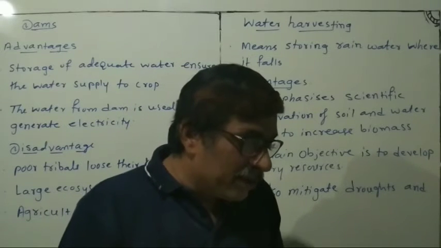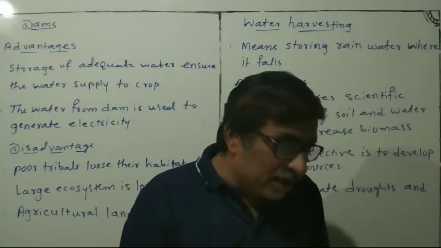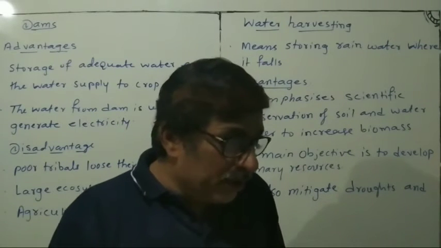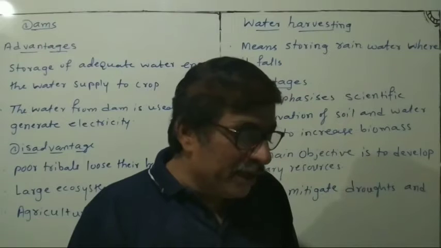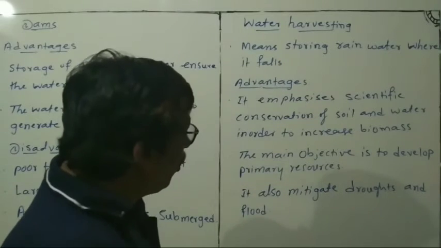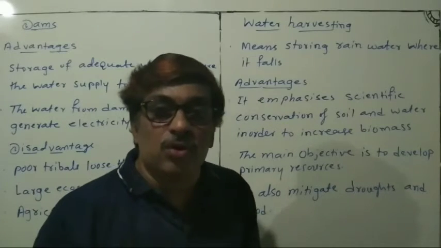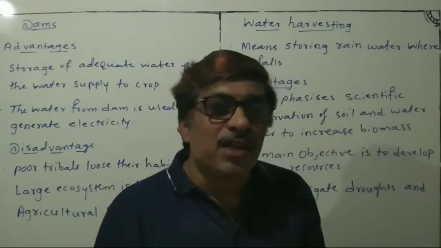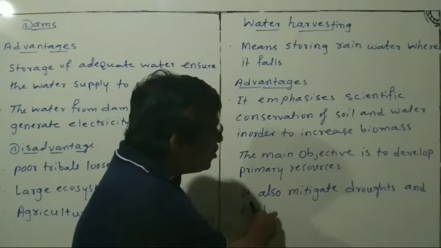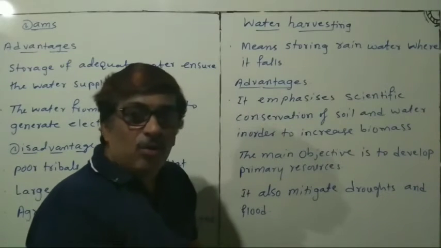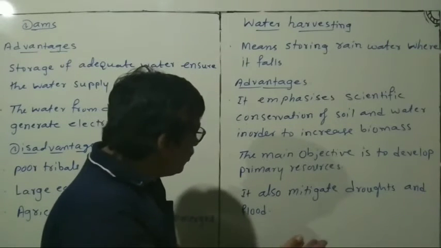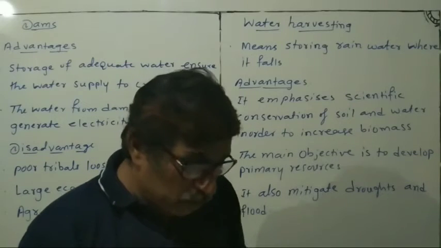Watershed management not only increases the production and incomes of the watershed community, but it also mitigates droughts and floods. So this is the advantage. It reduces droughts. Drought means that without water, the land will dry. And it reduces floods also.